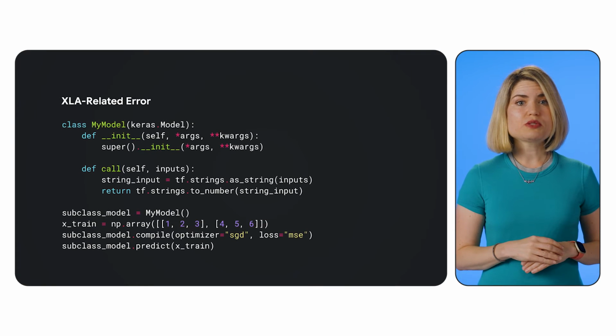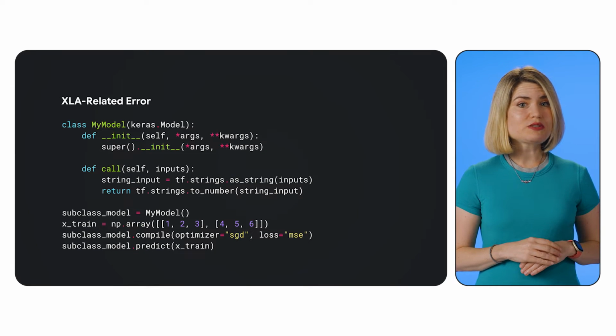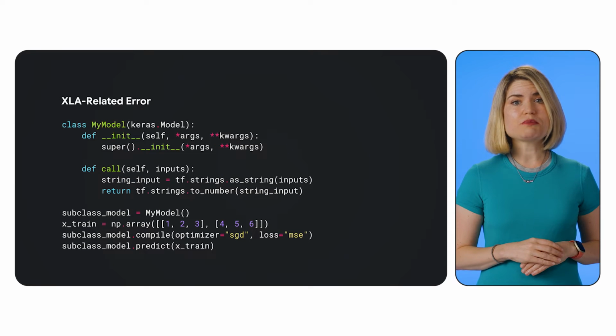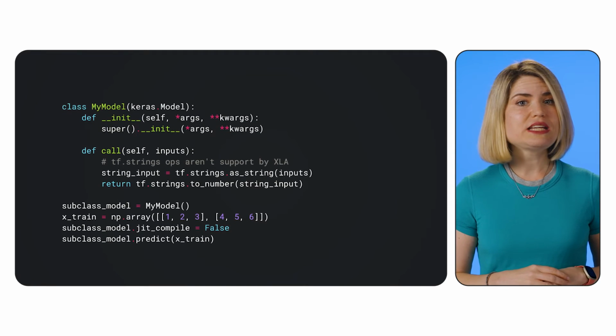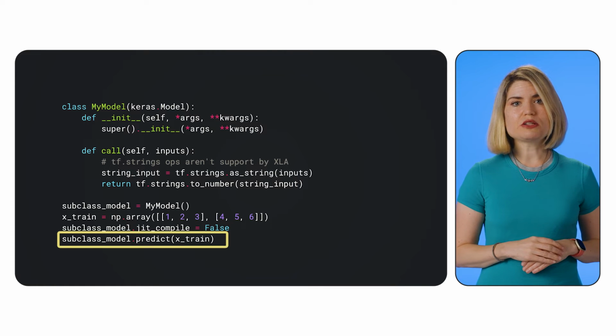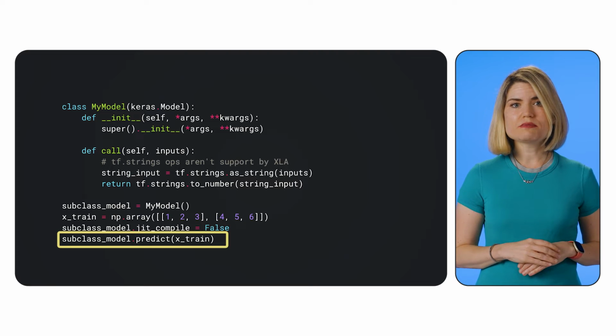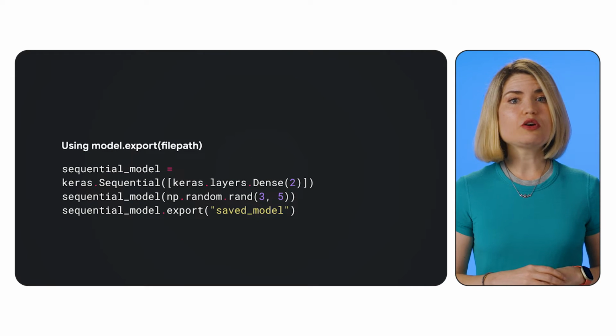Now, although most code will work fine with these changes, there are a few potential issues you might encounter. One common issue is related to JIT compile. In Keras 3, it's enabled by default on GPUs. This can cause problems with certain TensorFlow operations, especially in custom models or layers. If you run into any XLA-related errors, try setting jit_compile=False in model.compile, or by setting the model.jit_compile attribute to False.